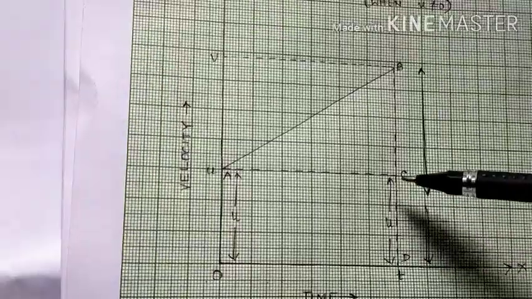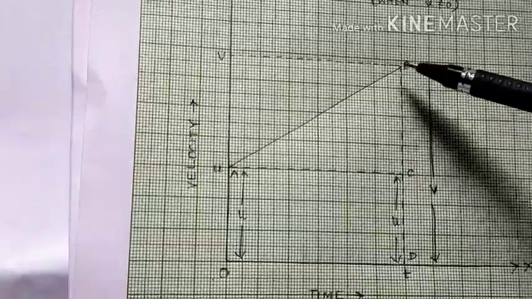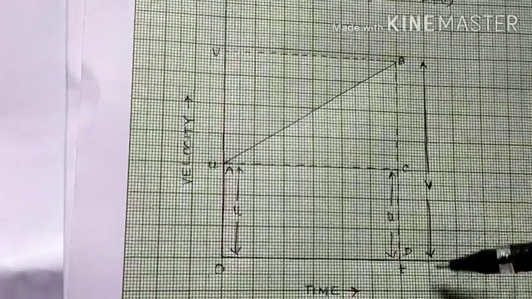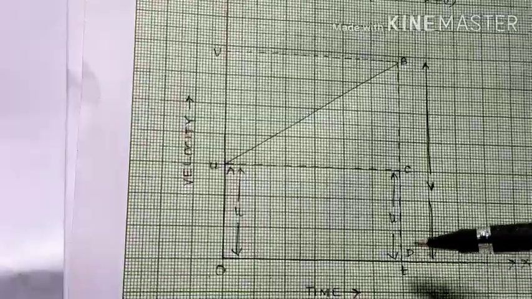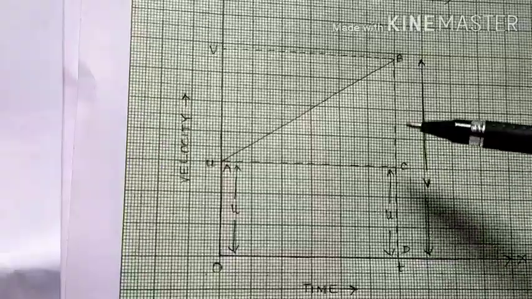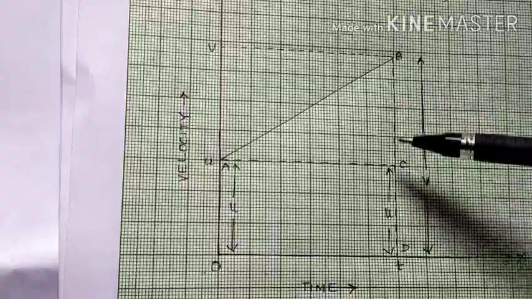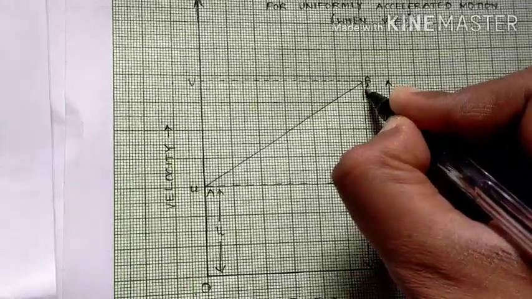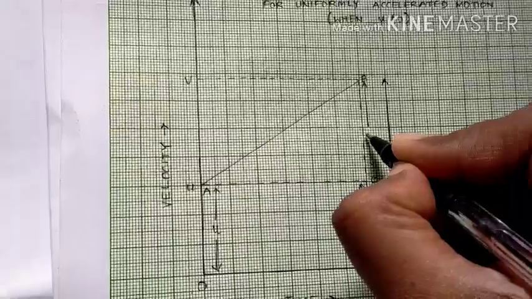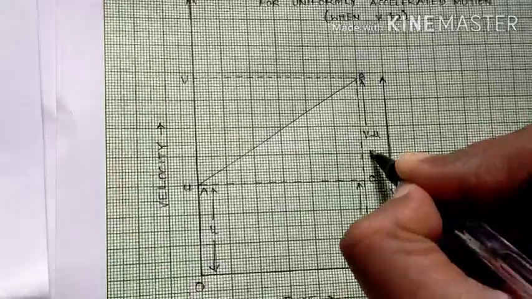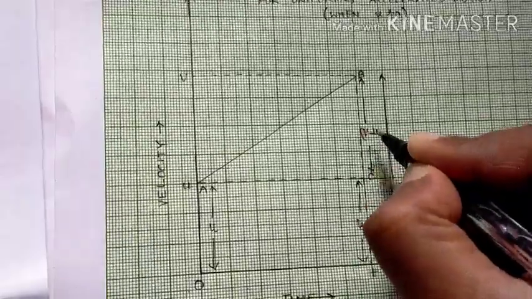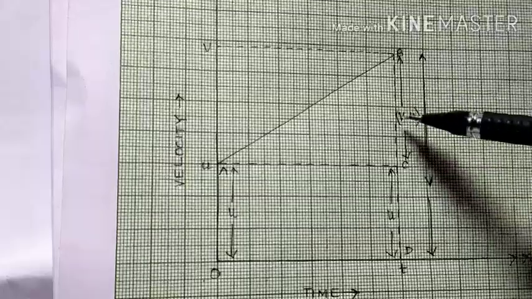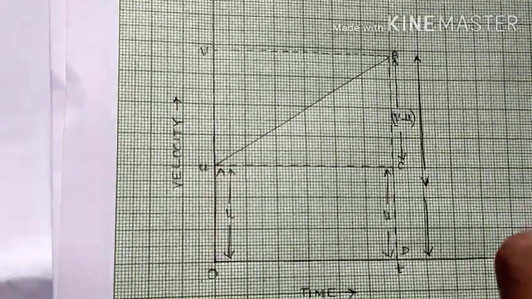BD is v, CD is u, then BC. How to find out BC? BC should be equal to BD minus CD, isn't it? BD minus CD. So BD is v and CD is u, so BC should be v minus u. BC is equal to v minus u. This is the length v minus u.